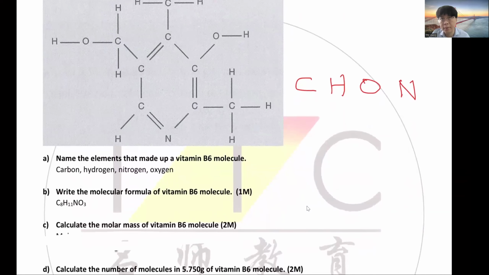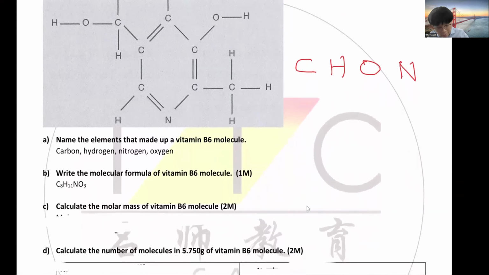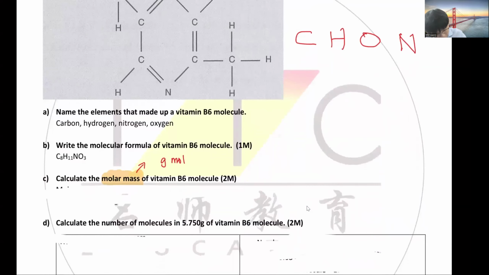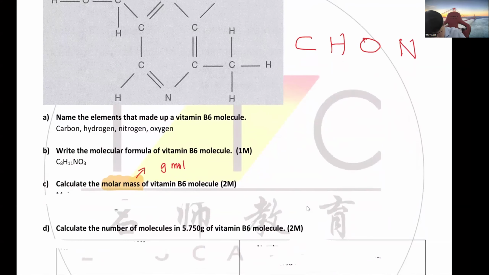Correct. 8 carbon, 11 hydrogen. Okay, so the second one. Now they request molar mass. So remember, molar mass has unit, or relative molecular mass no unit. Molar mass has unit. Gram per mole. So you calculate for me what is the molar mass. Oh, this one, I forgot to type. Carbon is 12. Hydrogen is 1. Oxygen is 16. Nitrogen is 14. And you'll give an example, don't worry.